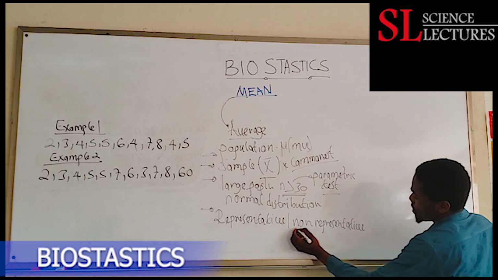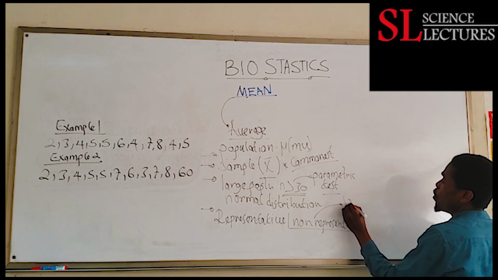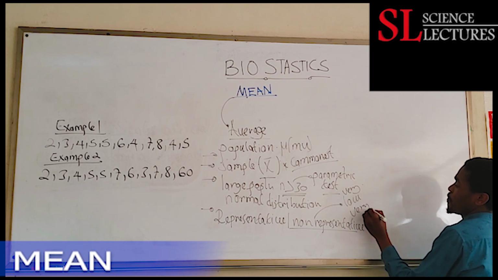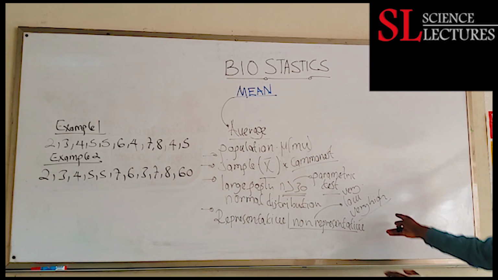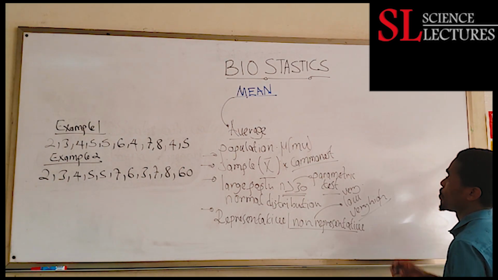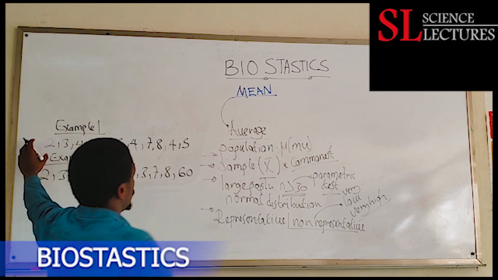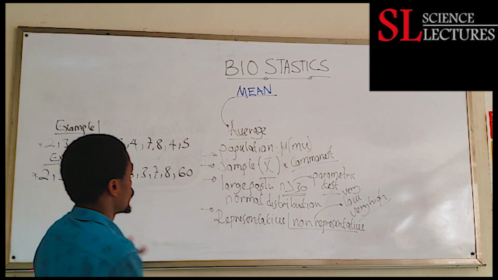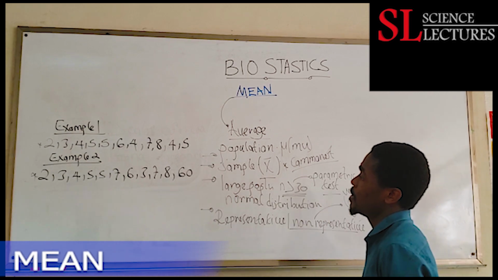When does mean appear to be non-representative? If we have a population or a data set with very low or very high values, these give us a mean that is non-representative. For our calculations, we are going to calculate the mean for example 1 and the mean for example 2, and it will help explain how mean can be representative and how it can be non-representative.